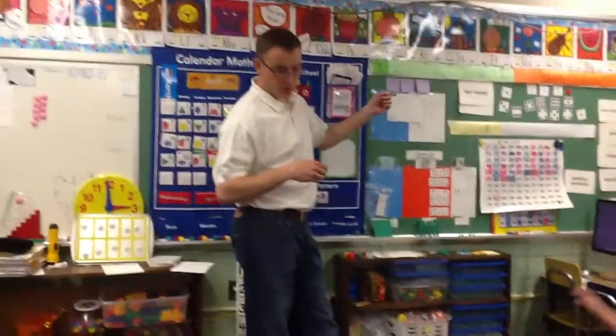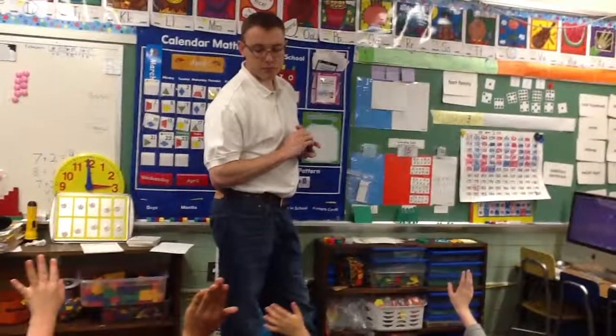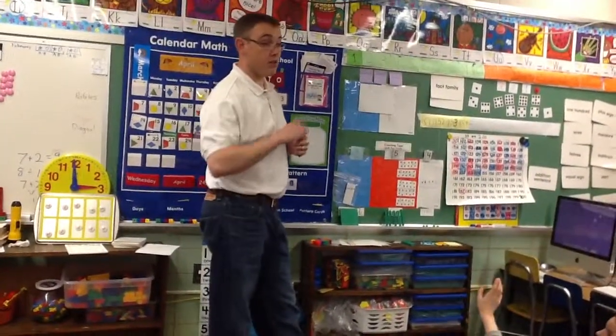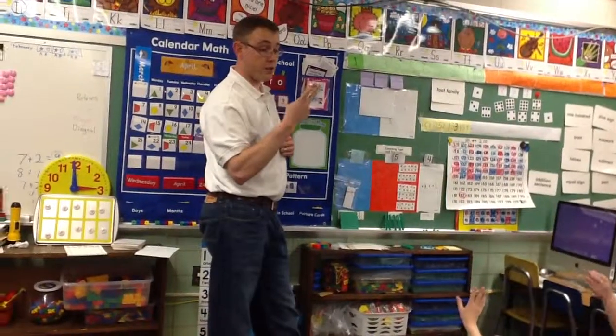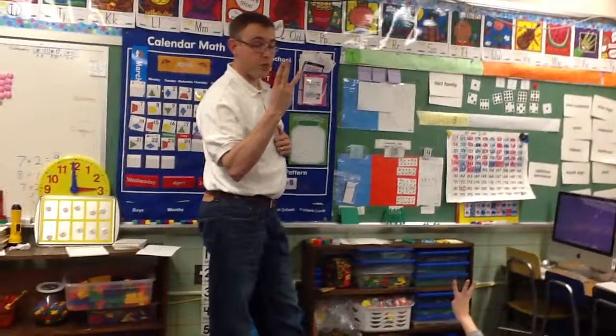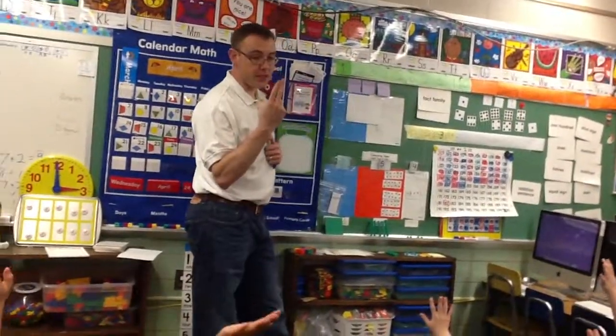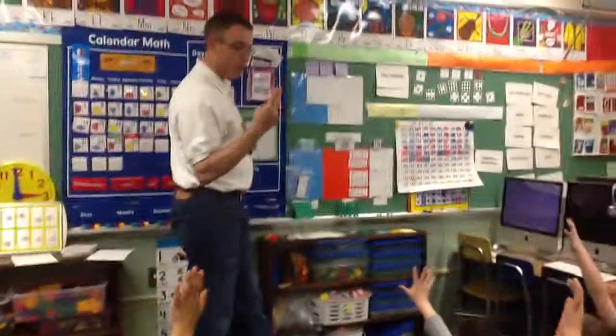152. Do you see 152 up there? Yes. What's the plus 1 neighbor for 152? Tyler? 153. Yeah, that's right. It grew by 1. 152 turned into 153. What's the minus 1 neighbor for 152? What's the minus 1 neighbor?